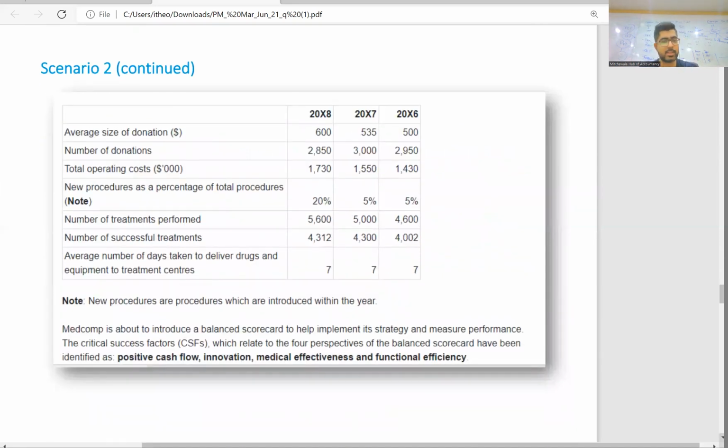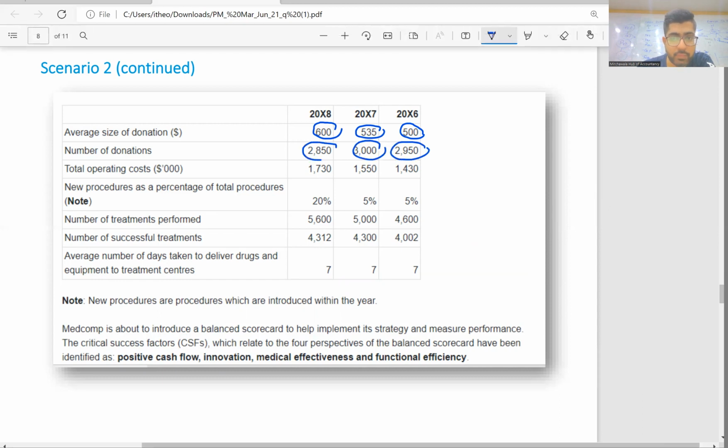So average size of donation. The size of donation in 2006 was 500, then 535, and now it's 600. Number of donations were 2950, 3000, and now fell to 2850. So this is the size of donation.